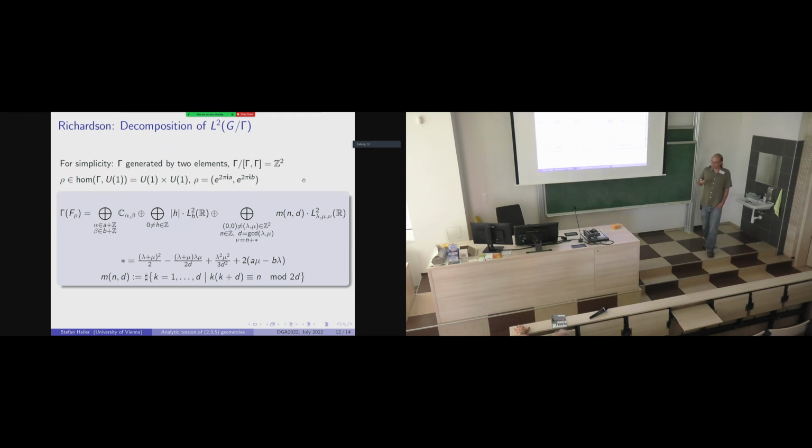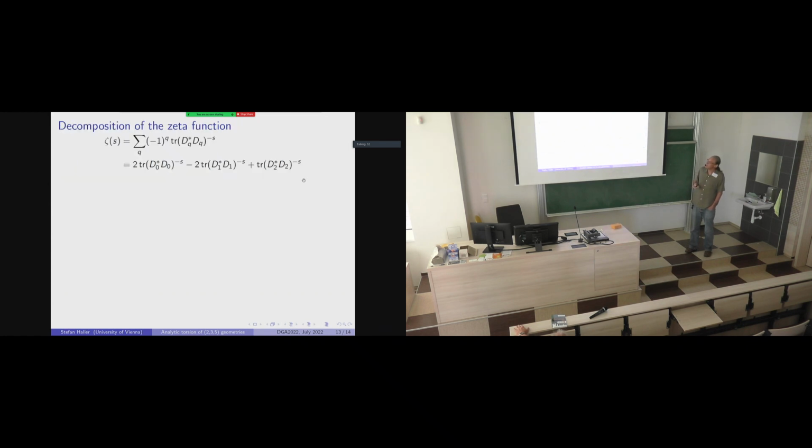And the multiplicities apparently look like interesting number theoretic functions. The condition here is that the multiplicity is just the number of residues k mod d such that k times (k plus d) is congruent to n mod 2d. So that is very close to the condition that n is a quadratic residue mod 2d, but not quite. But it has a very number theoretic flavor, the multiplicities that appear here. These multiplicities might be zero, by the way. They're not all non-trivial. So you can work out explicitly what the decomposition looks like.